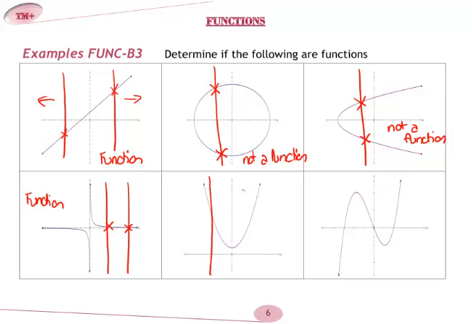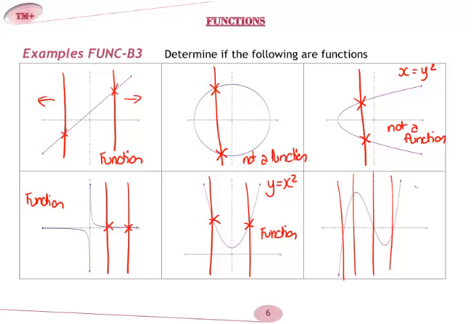Here, with an upright parabola, note the difference between these two parabolas. This one's in the form x = y squared. This one's in the form y = x squared. Again, we'll look at that in more detail later. It only cuts once, so it's a function. This is a cubic. Again, doesn't matter where I put my vertical line, I only cut once. So it's a function.